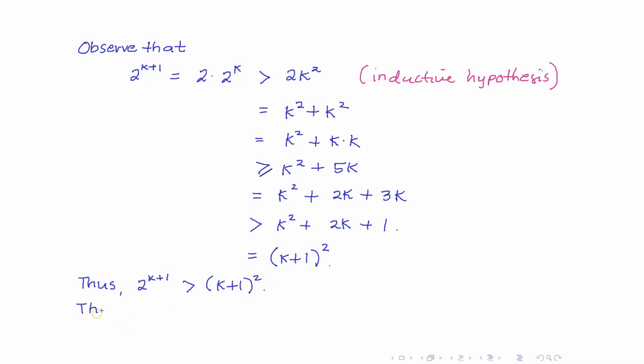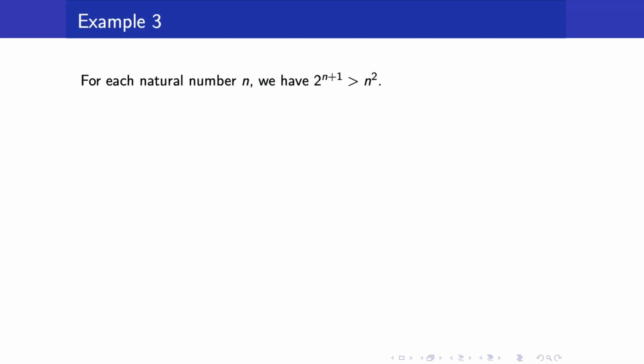So by the generalized mathematical induction, we have now shown that 2 to the n is greater than n squared for each integer n which is greater than or equal to 5. That concludes our proof. For our next example, we want to show that for each natural number n, we have 2 raised to n plus 1 is greater than n squared.